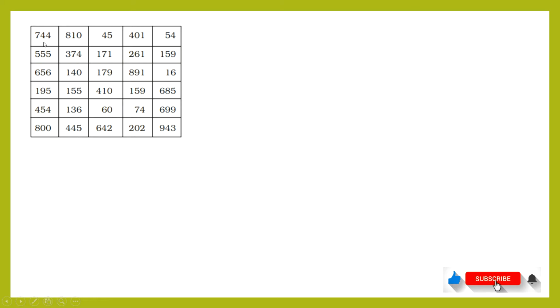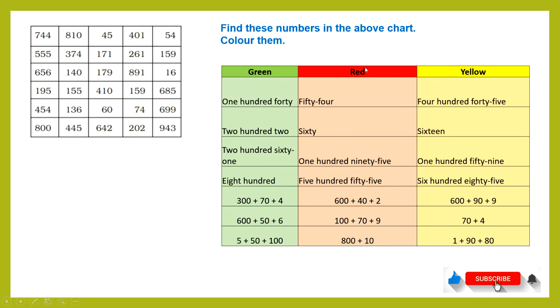Here we have one table. These are the numbers given in the table, and here is the exercise. In these columns, there is a color mentioned: red, green, yellow. In the green column, numbers are given in words, also in addition form. What we need to do is figure out this number and search for this number in the table on the left. We need to color in the respective color. So it is green, so we need to find the numbers in green and color them green in this white table.